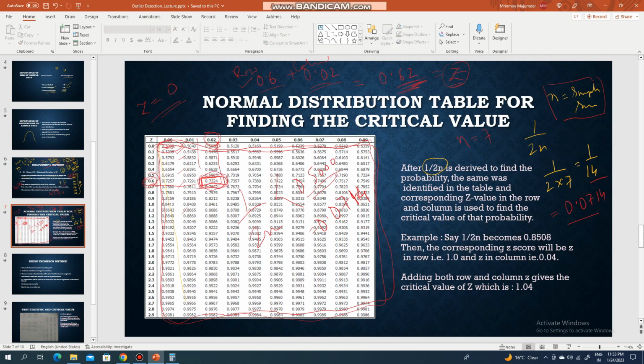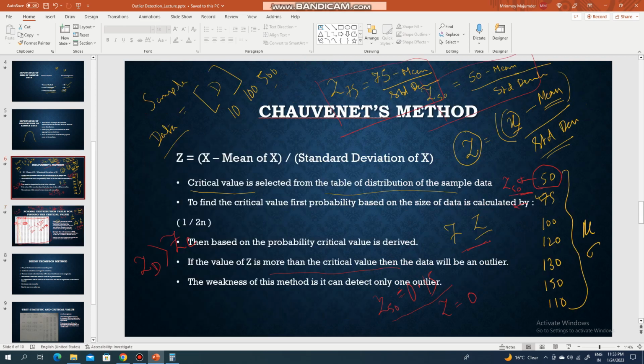Then look for the column heading and the row heading and add both. That means you will add the row heading with the column heading to find the critical value of Z. So any of the Z values calculated for your data, like Z50, Z75, Z100, if it is greater than this critical value of Z, then that data is an outlier, otherwise not. So this, in summary, is the Chauvenet method.